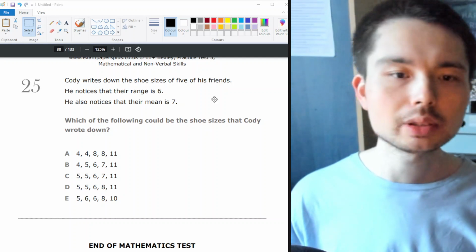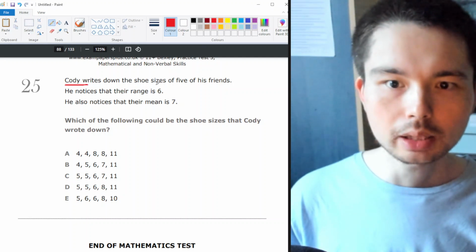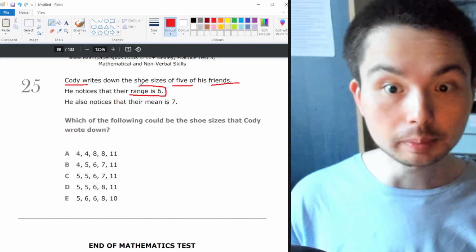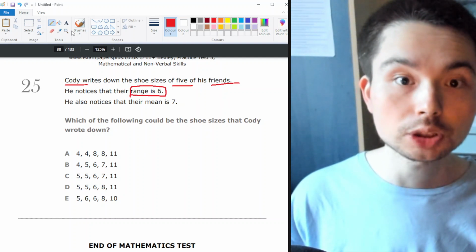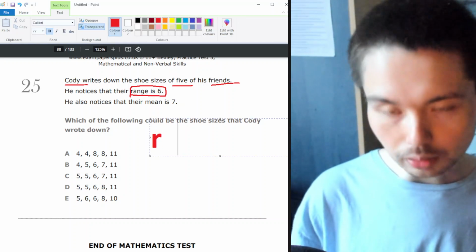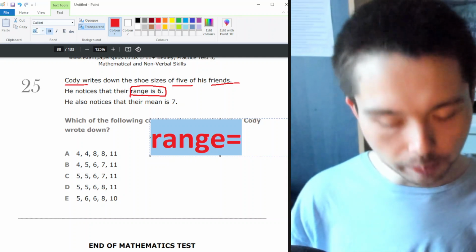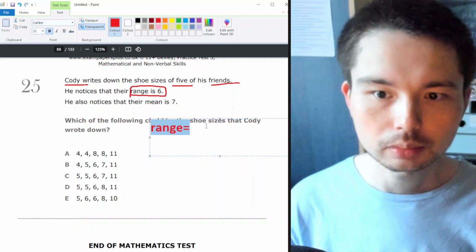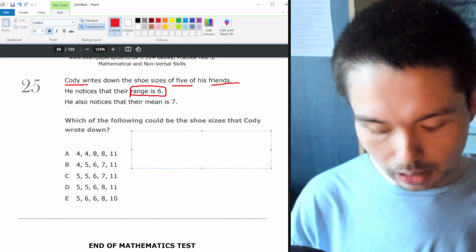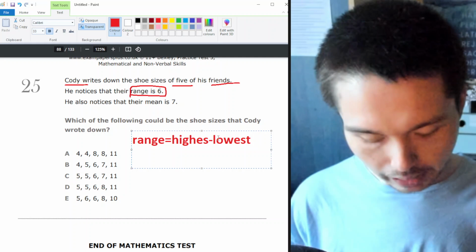We are almost done. 25. Cody writes down the shoe sizes of 5 friends. The range is 6. Straight away, you need to look at that. Range means highest minus lowest. Do it. Every time you see info, you need to act on it straight away, or else it's just pointless reading. Too much info. In the world we live in today, too much. But we know this. Range means highest minus lowest. And we know that has to be 6.